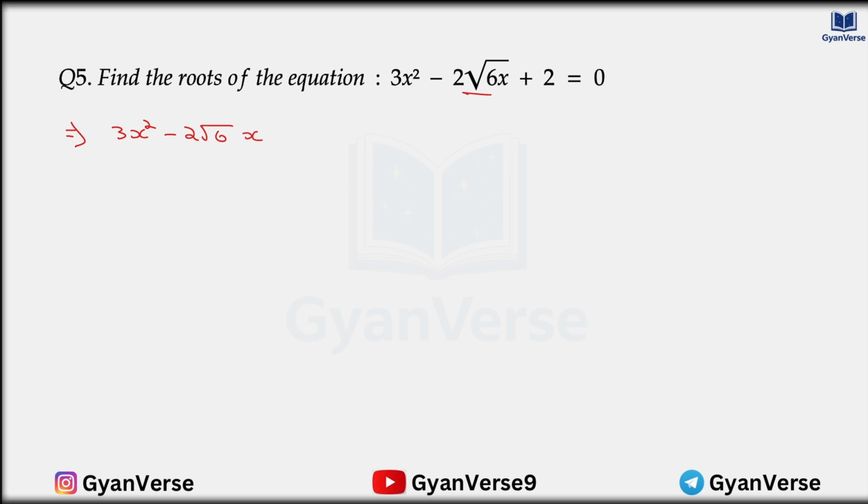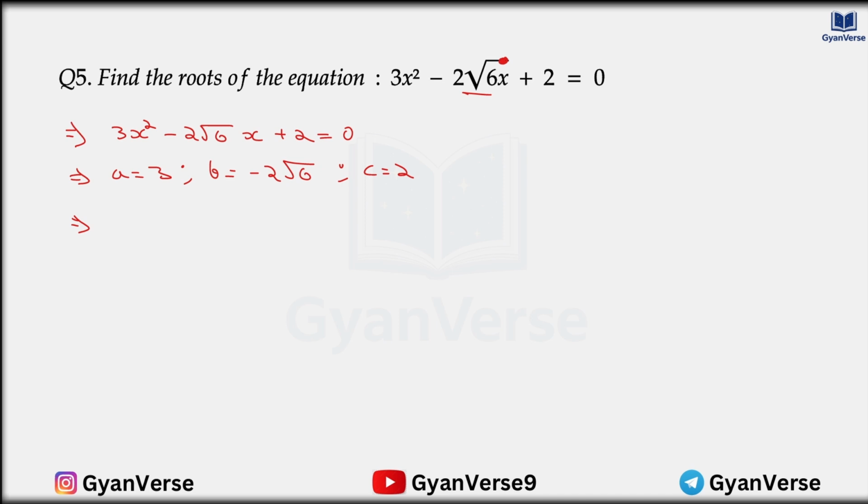Okay, so x is not inside the root. Plus 2 equals to 0. Now write a equals to 3. What is b? b equals to minus 2 root 6, and c equals to 2. In this type of question, I would suggest that you don't use that method that I told you, like a into c and then find the factors. If you want to do it, you can do it, but that will not make it easy for you. You have to use your brain.